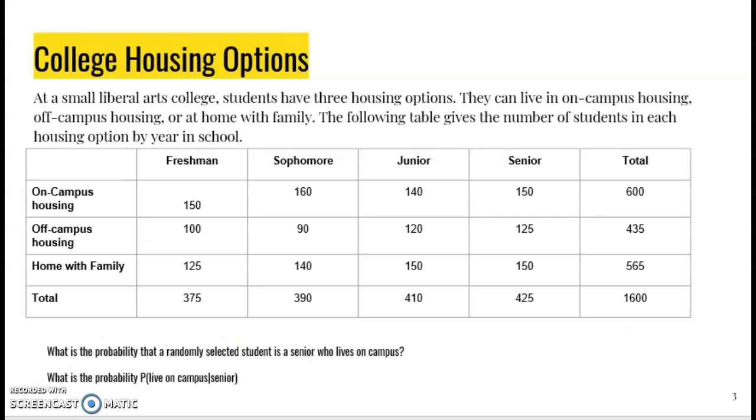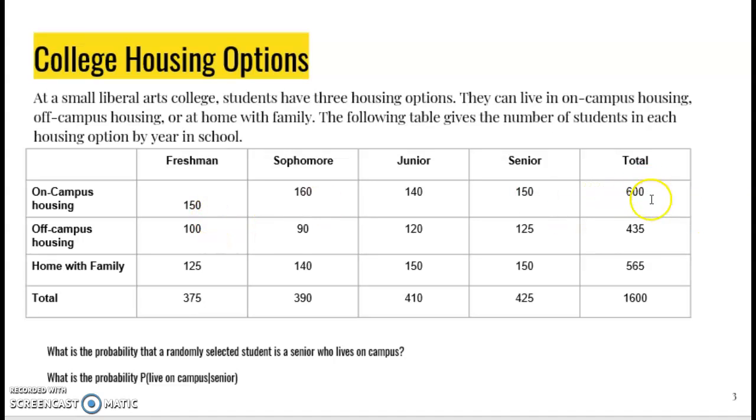Here's an example. Sometimes tables are easier to use than just looking at a situation, so we're going to look at a table first and talk about conditional probability. At a small liberal arts college, students have 3 housing options. They can live on campus, off campus, or at home with families. The following table gives the number of students in each housing option by year in school.